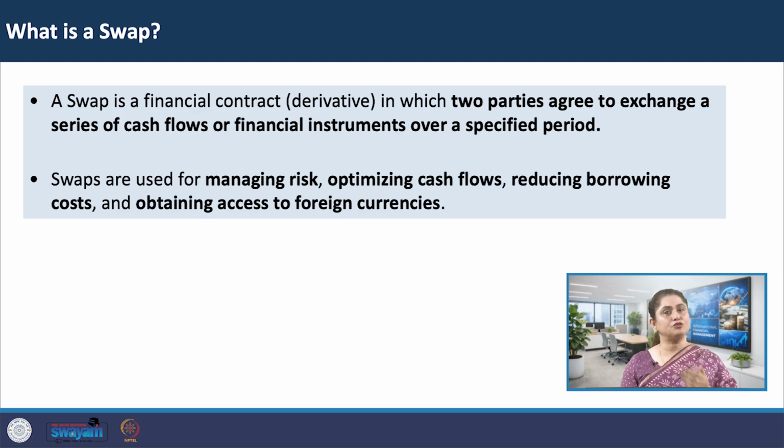Now, why would two parties want to do this? Well, swaps are primarily used for managing financial risk, optimizing cash flows, reducing borrowing cost, and gaining access to foreign currency that may otherwise be difficult to obtain. So, in simple terms, think of a swap as two companies saying, "You have something I need, I have something you need, let's trade on a structured contractual basis."